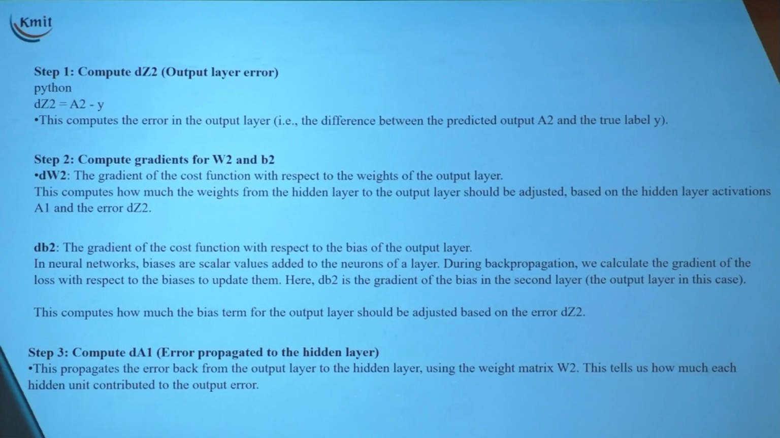Okay. So what do I do first? Calculate my derivative with respect to output, which is A2 minus Y, which I told you. Okay. Now, when I talk about computing gradients for W2 and B2, the gradient of the cost function with respect to what? Weights and biases. This is where W2 and B2 get changed.